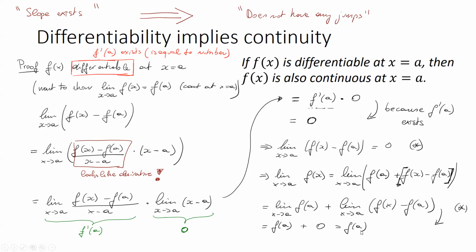And now, what do I have at the end of the day? Well, I started with the limit of f of x as x goes to a, and I ended up with f of a. And that is precisely what I needed to show in order to conclude that my function is continuous. So from that, I can conclude that, yes, my function is continuous at a. So again, slope exists implies does not have any jumps. Differentiability implies continuity.